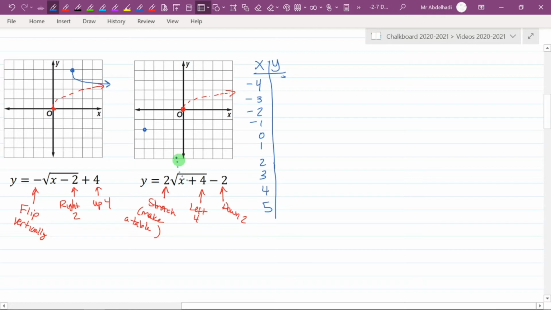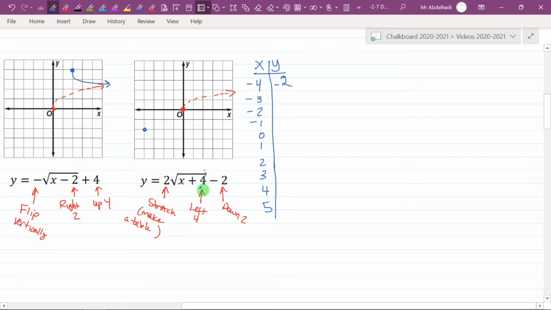So our first x is -4, and we already know what the y is because we already plotted that point. That's -4 comma -2. So we know this one already. But what if I plug in a -3 now? Plug in a -3 here. -3 plus 4 is +1.